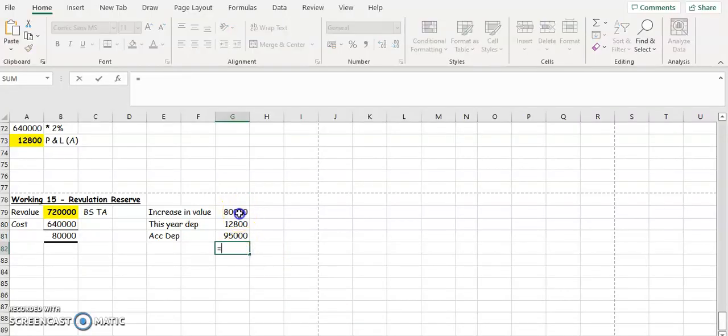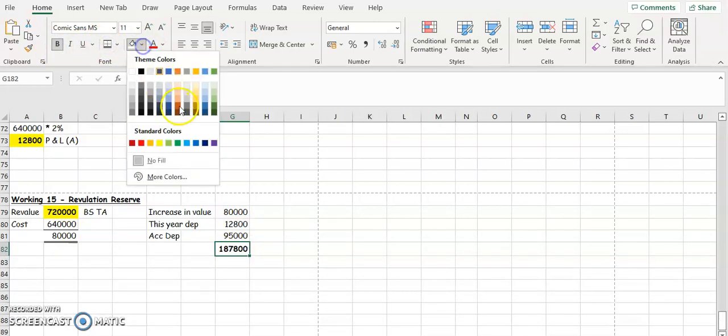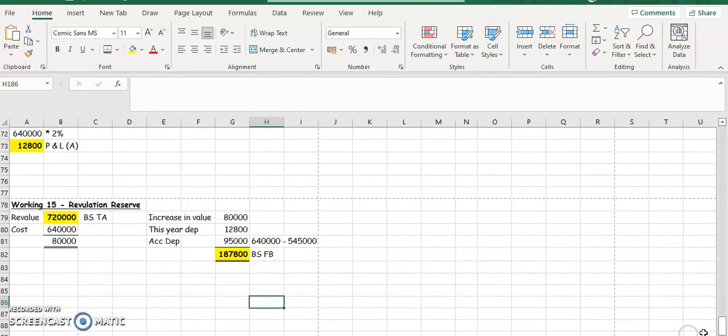So we're going to add these three together. And that's going to give your revaluation reserve figure. That goes into your balance sheet in your financed by section. So that's your adjustment for your revaluation.